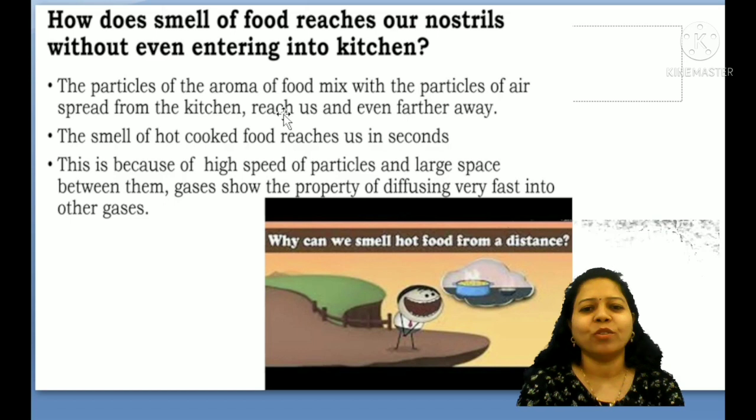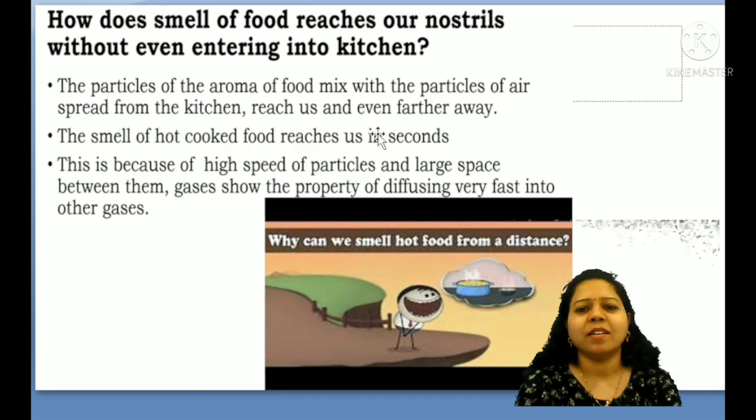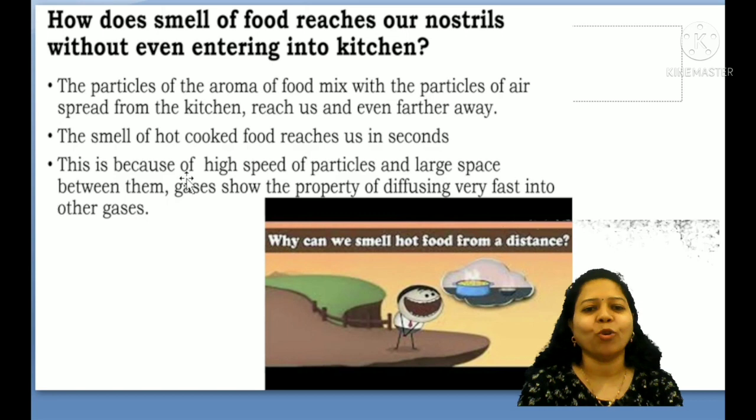The particles of the aroma of food mixed with the particles of air spread from the kitchen and reach us, and even farther away. The smell of hot cooked food reaches us in seconds. This is because of the high speed of particles and the large space between them. Gases show the property of diffusing very fast into other gases.